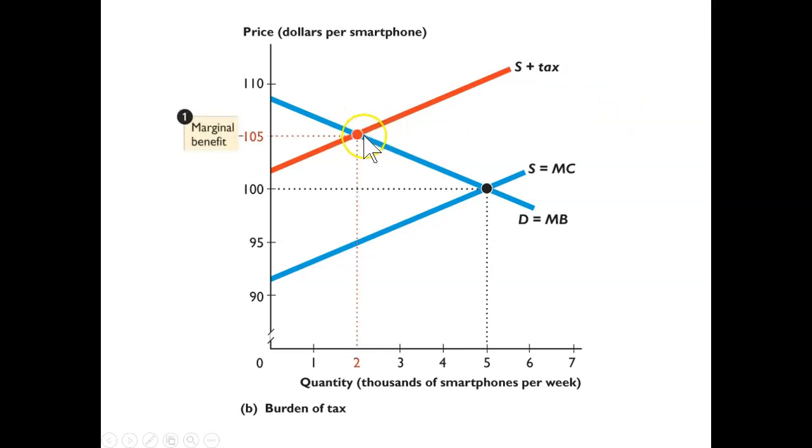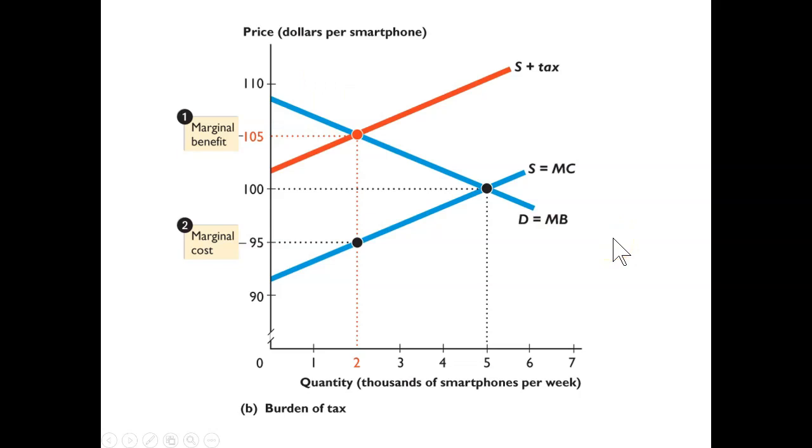The new equilibrium is at 105, and that's the price paid by consumers, 105. However, the after-tax price that the sellers effectively receive, this is after tax, is $95, because it's 105 minus the $10 per unit tax. It gives them 95.